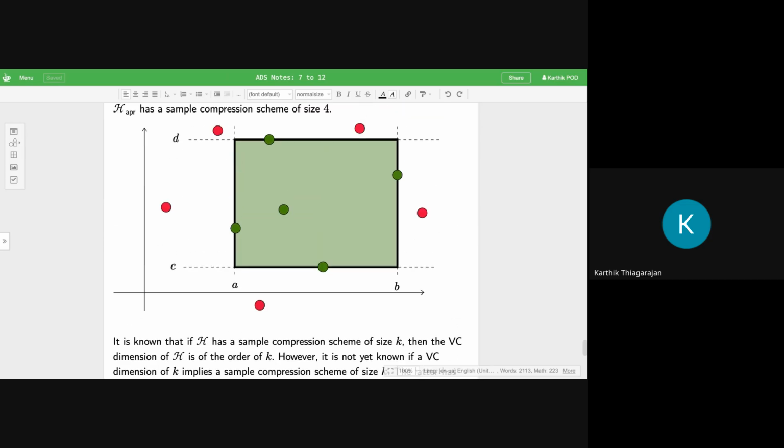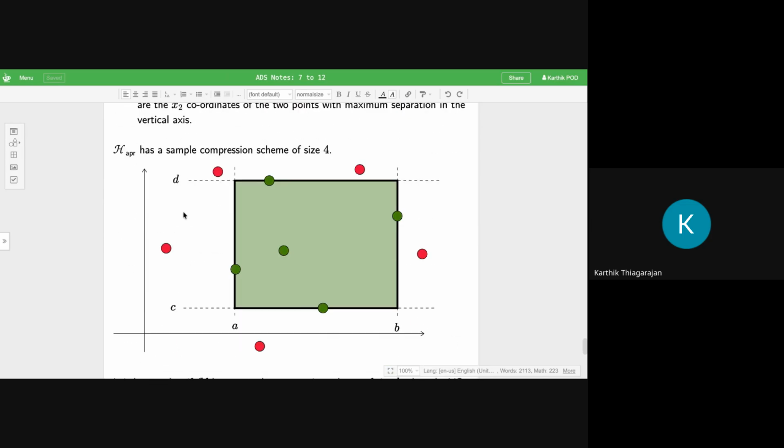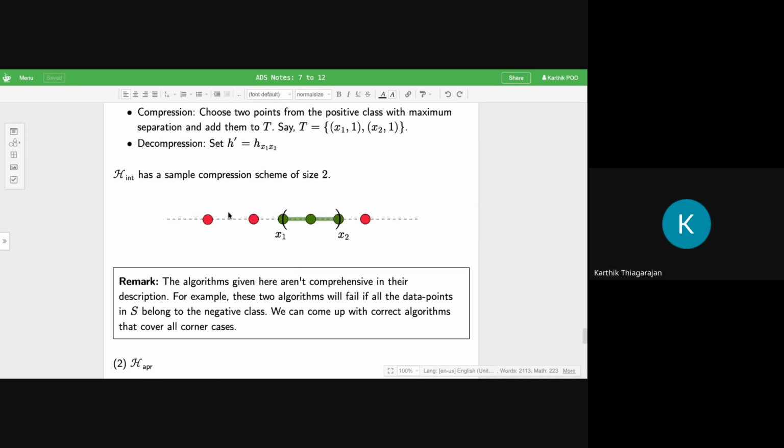See, what is the idea? Let's say you are dealing with S, right? You're not dealing with multiple data sets at a time. All that you're asking is, if you are given a data set S, can you compress it and decompress it in such a way that the labeling is still preserved with the smaller subset?